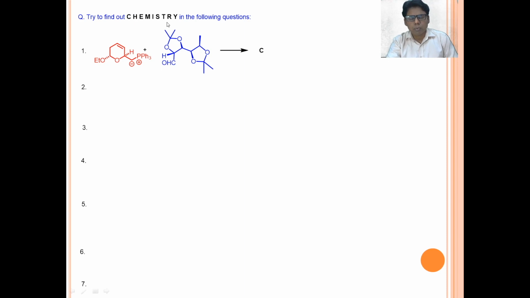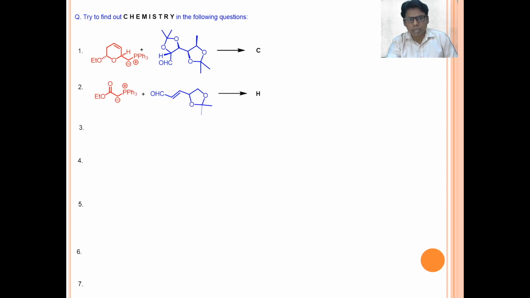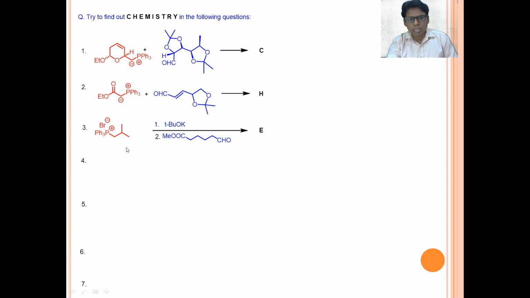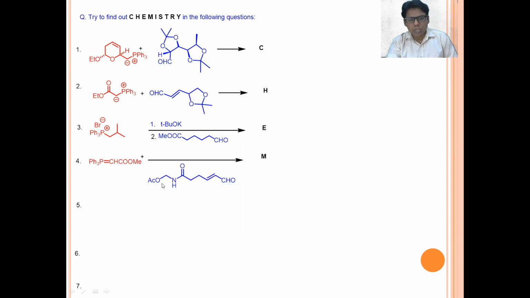Now I have certain questions as well for you to find out the chemistry. And the chemistry here is one reagent is this, second reagent is this. Try to find out the product. Here, different reagent, product. Another case. Likewise, these are the examples. These are very important reactions.